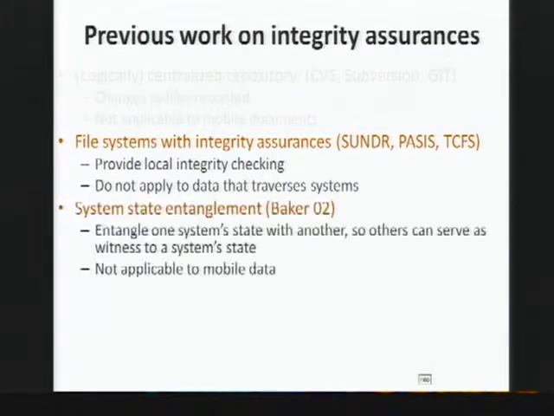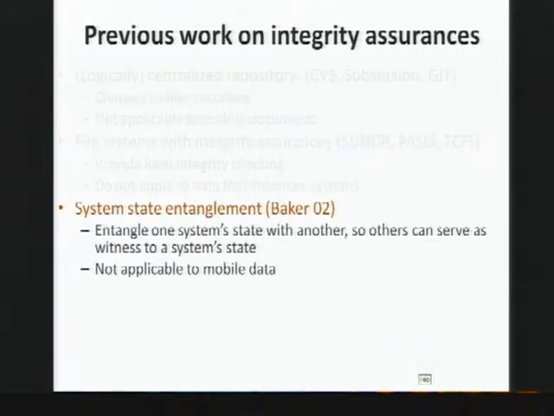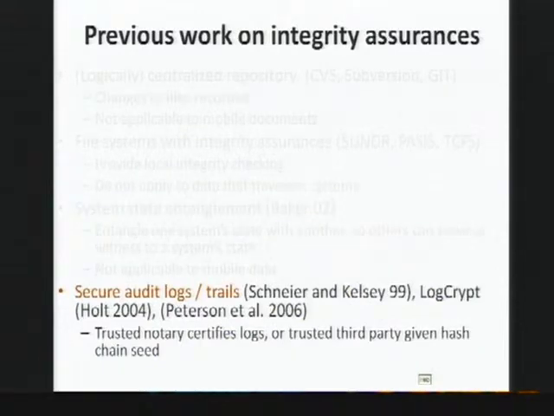properties. And then there's this nice work by Mary Baker in 2002, which showed how you can prevent systems that are members of a distributed system from cheating or lying about their own states. What they do is to entangle their own states with each other so that no one can lie. If someone lies, the other party can serve as a witness and catch the liar. But again, we are talking about mobile data that gets passed around.